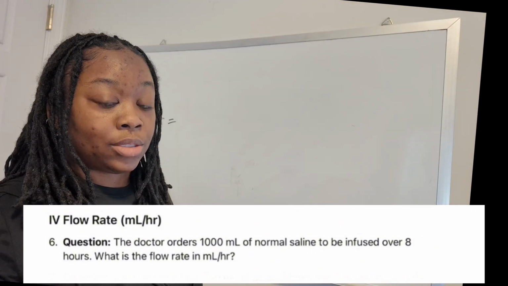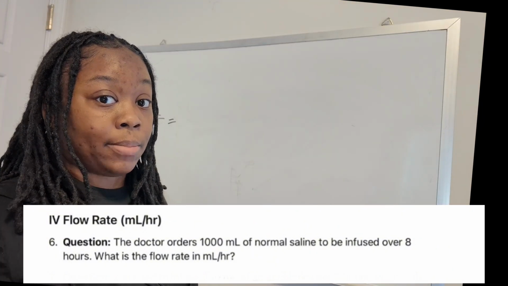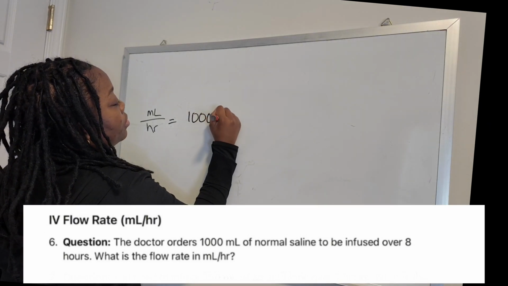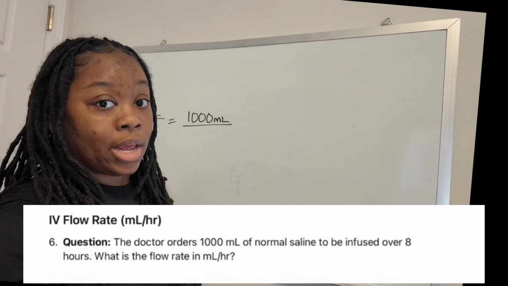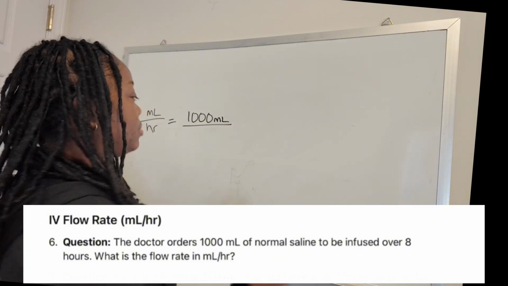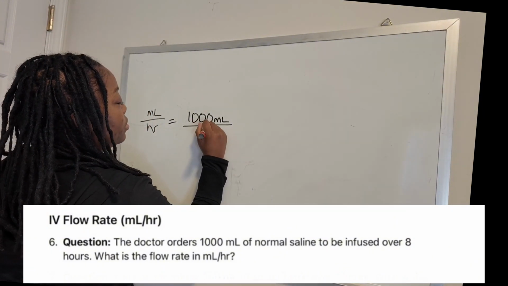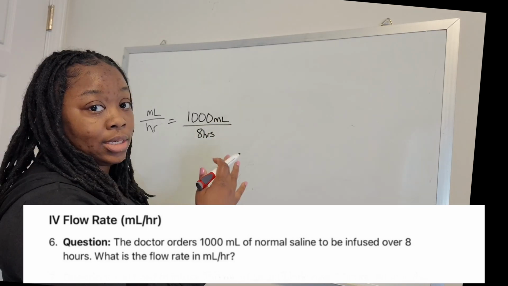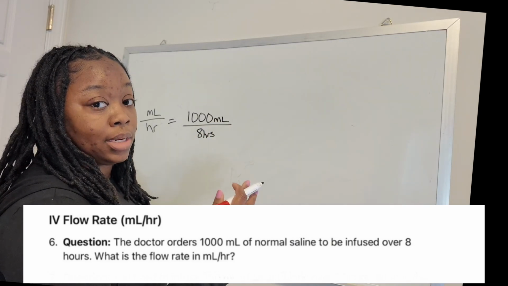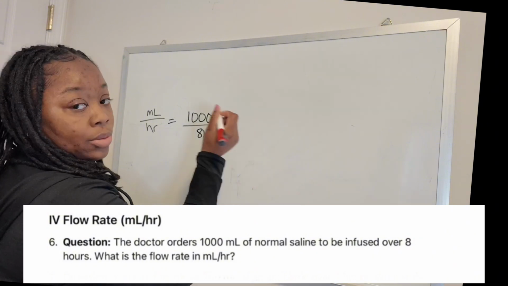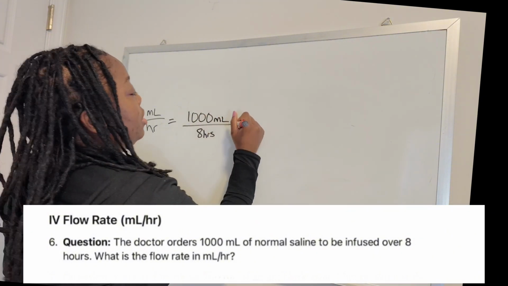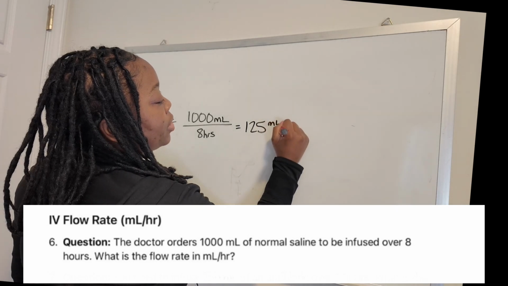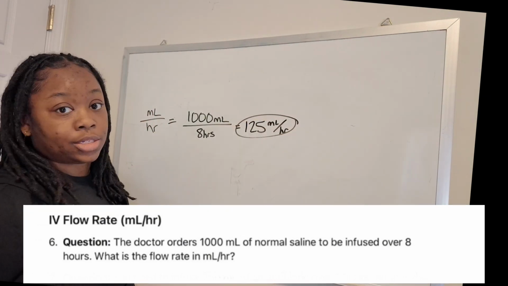Now we're going to look at what the doctor ordered. They ordered 1,000 mLs. And then in our question, they already gave us the hours, 8 hours. So here, the question already gave us the milliliters over the hours we need. We just need to divide it so that we know how many milliliters for 1 hour. So you're going to do 1,000 divided by 8. And that's going to give you 125 mLs per hour. And that's your answer for that one.